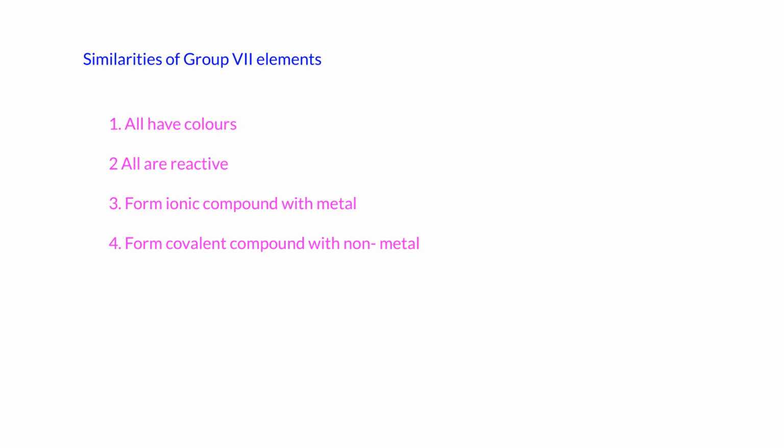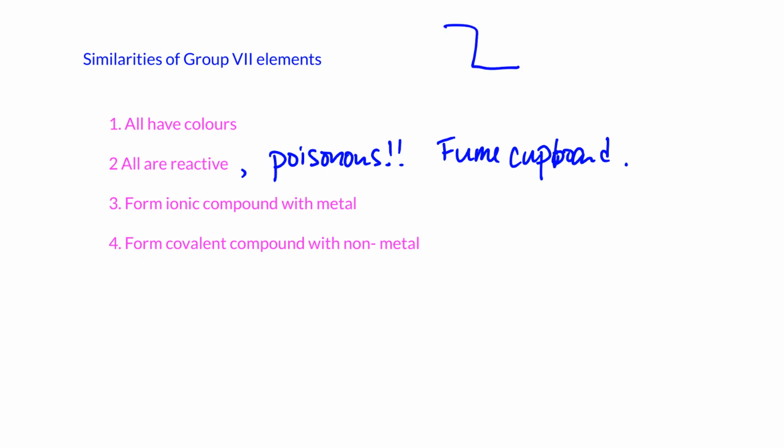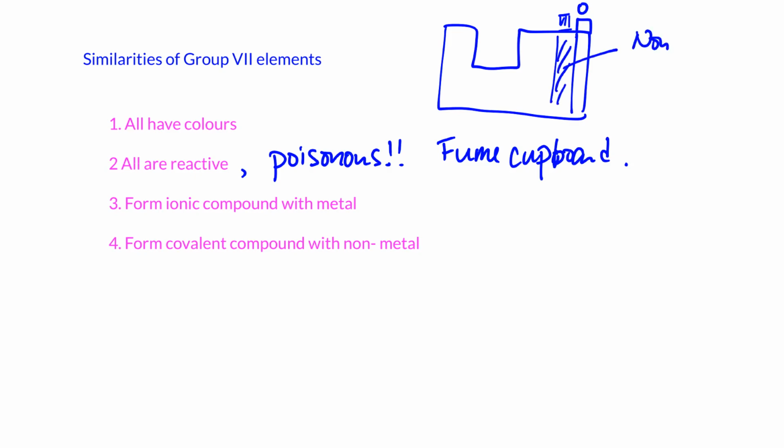One thing I want to add is that all of them are poisonous. So when you deal with these chemicals, it is better to do it in the fume cupboard. These are non-metal elements, because they are on the right-hand side of the periodic table. This is group 8, or group 0, and group 7 is right here. So they are on the right-hand side, therefore all of them are non-metals.